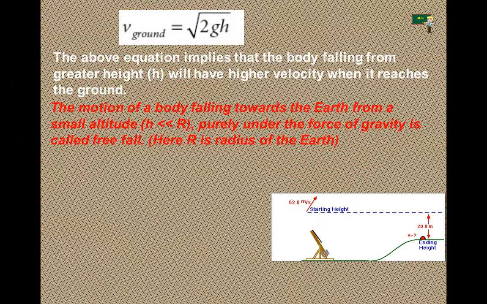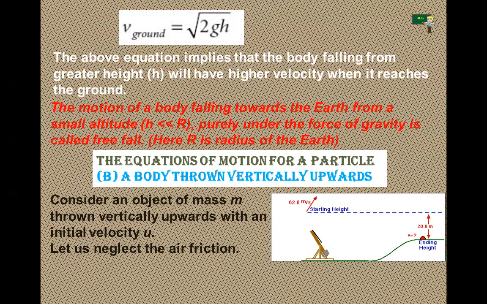The motion of a body falling towards the earth from a small altitude, that means h very much less than R, purely under the force of gravity, is called free fall. Here R, capital R, is the radius of the earth. If h is much lesser than R, then it is called free fall.